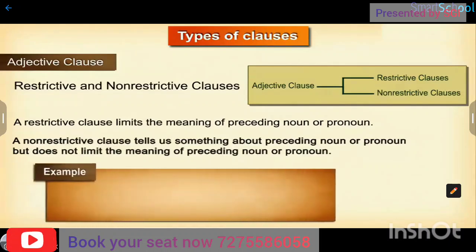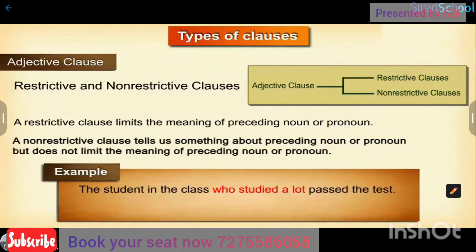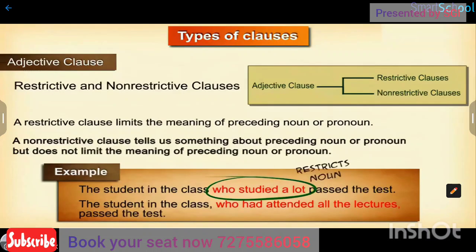Let us take an example. The student in the class who studied a lot passed the test. The student in the class, who had attended all the lectures, passed the test. In the first sentence, the clause "who studied a lot" restricts the information to the preceding noun, "student". It means that there is only one student in the class who studied a lot, hence it is a restrictive clause.